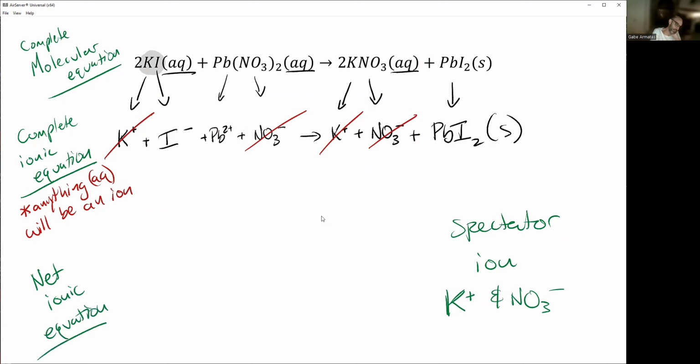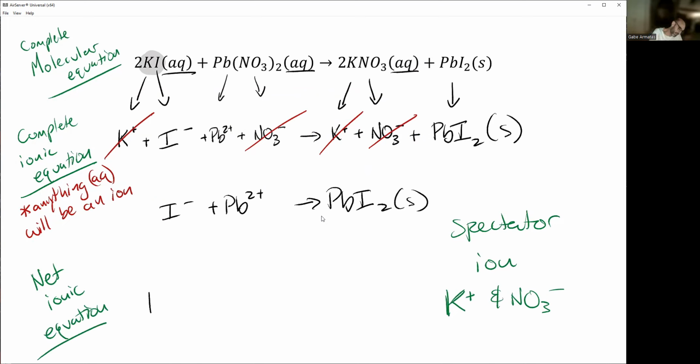The net ionic equation is going to be everything that's left over. Just a quick aside, I am always going to write the positive one first. So why don't I rewrite everything that I've got? Pb2+, and now PbI2. I've already eliminated everything else. Those are all spectators, so they're not important. I don't have to write them out.